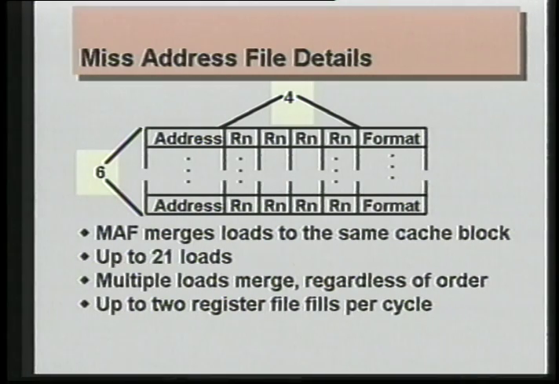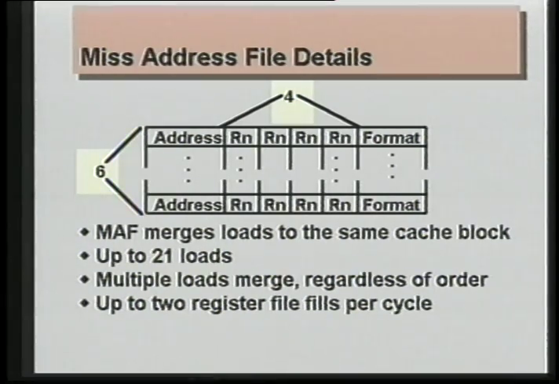Another limit on merging is that there's only one format field per misaddress file entry. This means that integer loads can't merge with floating point loads, as an example. The last limit is that once a fill has started to come, merging to that entry can't continue because the fill has already started and it's too late. So those are the limits on merging. Merging can lead to much higher throughput of handling load misses in the second level cache and off chip, and a much faster restart upon fill.